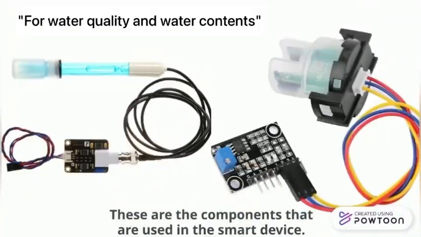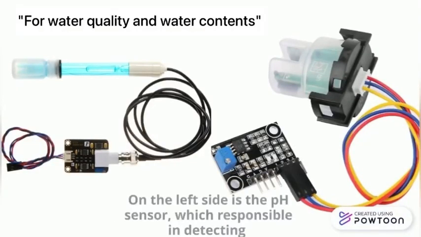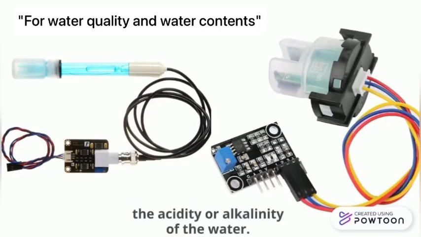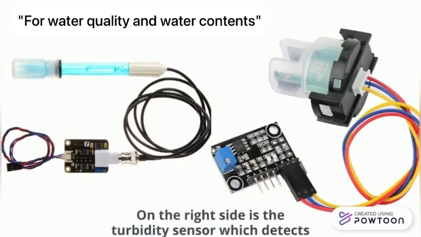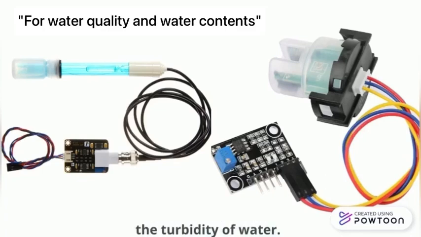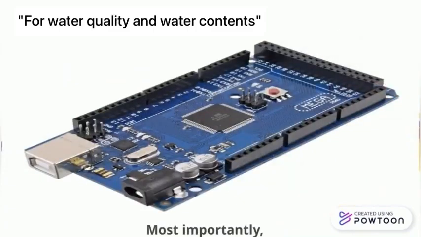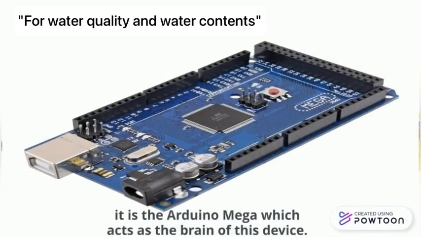For water quality and its contents, there are components that are used in the smart device. On the left side is a pH sensor, which can be used to detect the acidity or alkalinity of the water. On the right side is the turbidity sensor, which detects the cloudiness of the water. Most importantly is the Arduino Mega, which acts as the brain of this device.